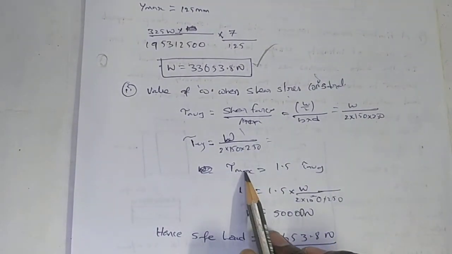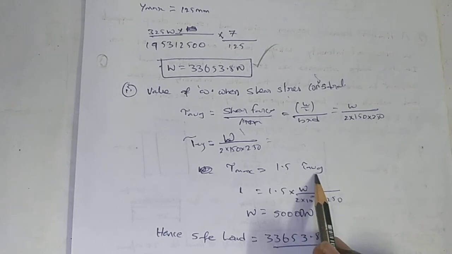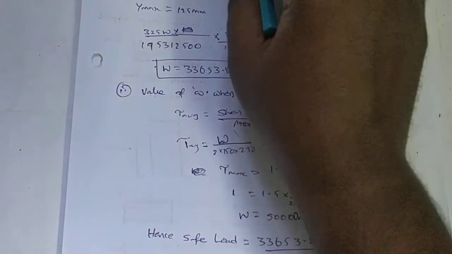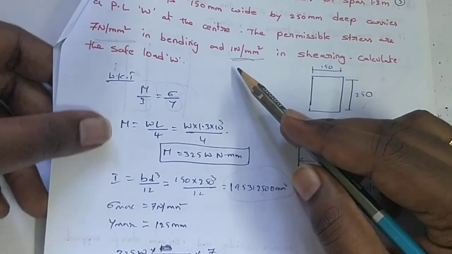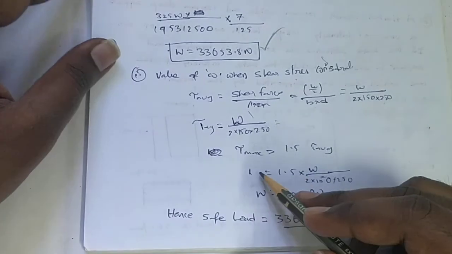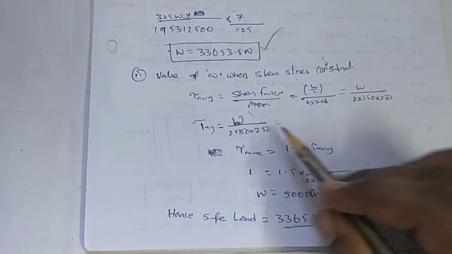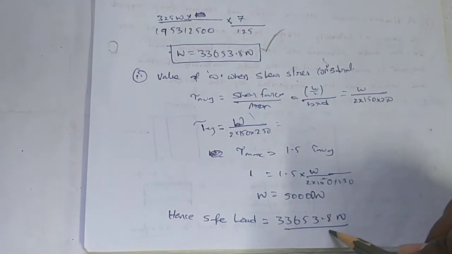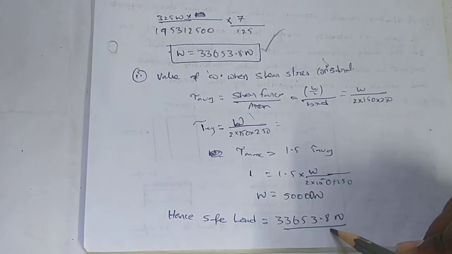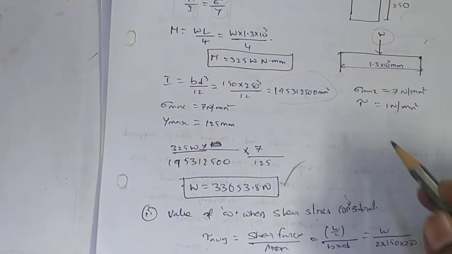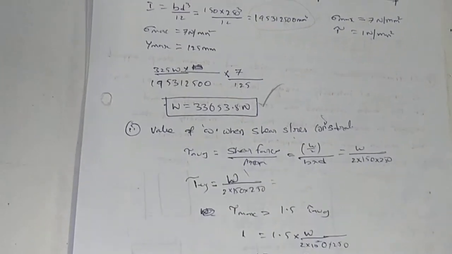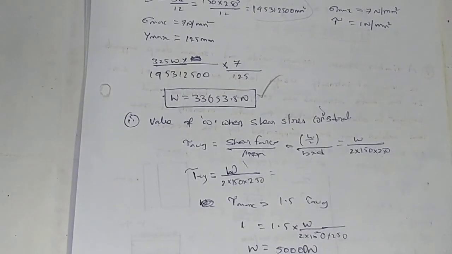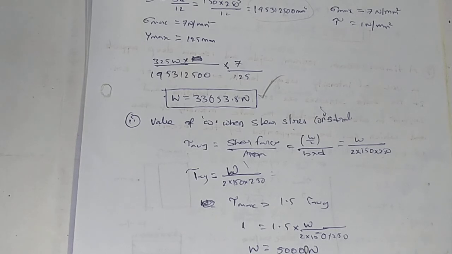Next, we know the condition tau max equals 1.5 times tau average. Tau max is given as 1 Newton per millimeter square. It is the value of maximum shear stress. So tau max 1 equals 1.5 times tau average, that is W by 2 into 150 into 250. From this equation, the value of W is 33653.8. Based on the bending stress and shear stress, both values are the same. It is the method for calculating the load when bending stresses and shear stresses are given.